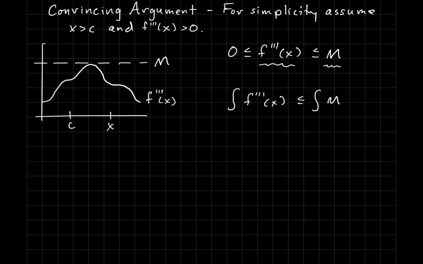Now I'm going to go through a few integrals. I'm not going to do all the proper notation just for the sake of time, and it gets really messy. I will start off the first one with proper notation. That is, if I were to take the integrals, I really should use a placeholder variable here, what I often call a dummy variable, which gives me that the integral from c to x of f triple prime of t dt is less than the integral from c to x of my number m times dt.